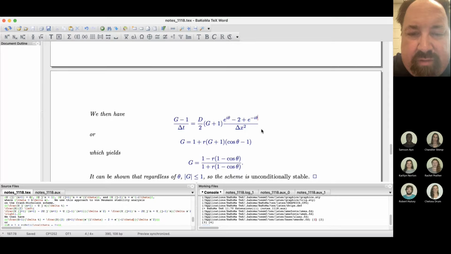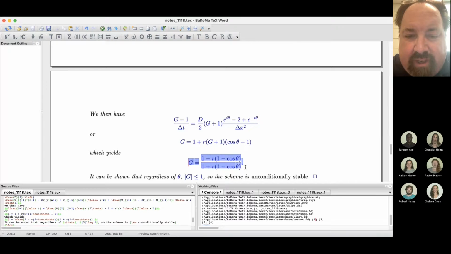So then what you want to do is take this equation and solve it for g. As a shorthand, we use the same definition for R that we did earlier. So R is d delta t over delta x squared. And that simplifies things a little bit. And now we can take this equation and solve it for G. So this is the growth factor.